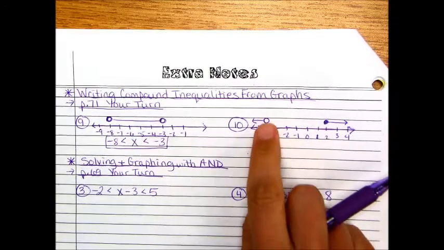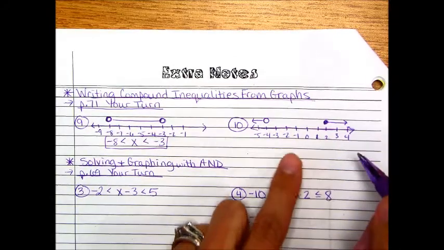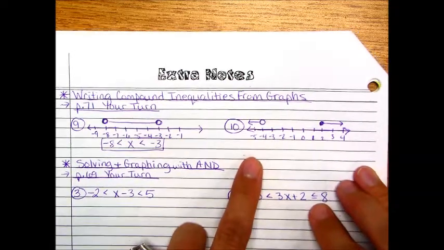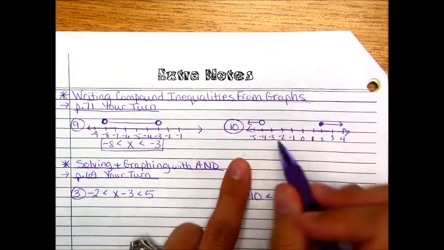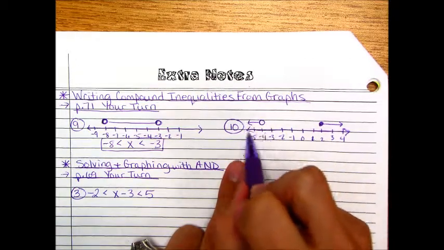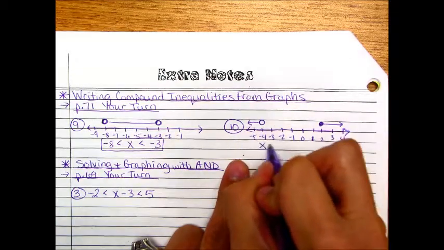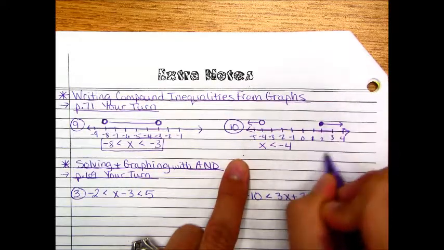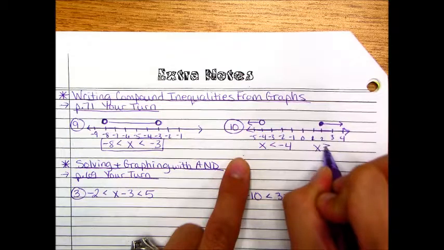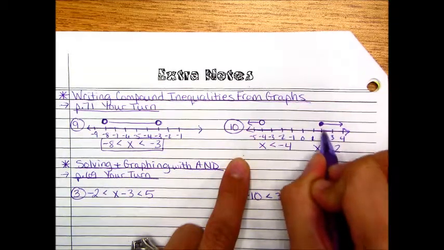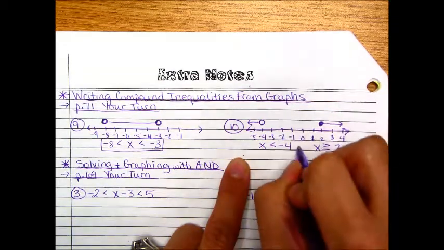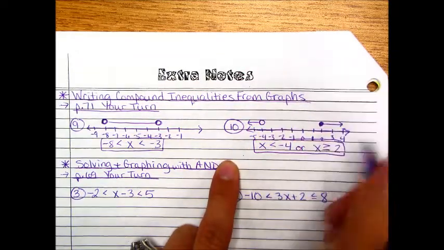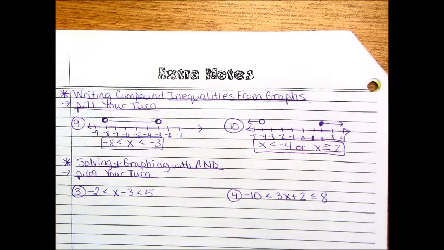But this one you can tell, with arrows pointing away from one another that do not connect or overlap, would mean an or situation. So all that needs to happen here is you're going to write what this inequality represents. On this side, we're showing that x is less than -4. On this side, we're showing that x is greater than or equal to 2. Because of the closed dot, we need the equal bar. And you put the word or in between, so that this would be my compound inequality to represent this graph.